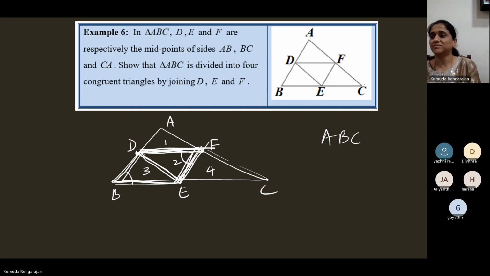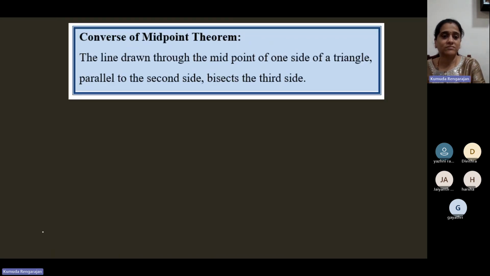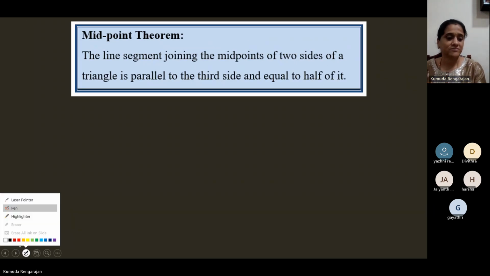Midpoint theorem. Okay, I'll see if I have the statement here. This is the statement: the line segment joining the midpoints of any two sides of a triangle is parallel to the third side and equal to half of it.